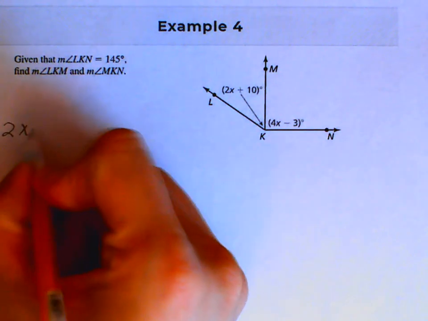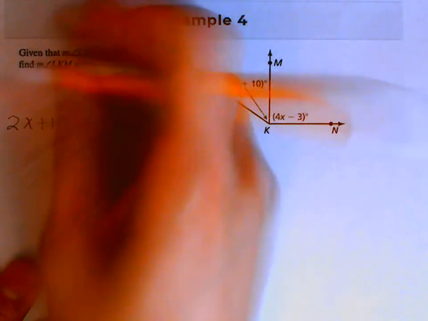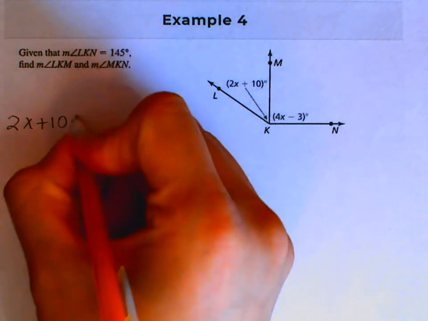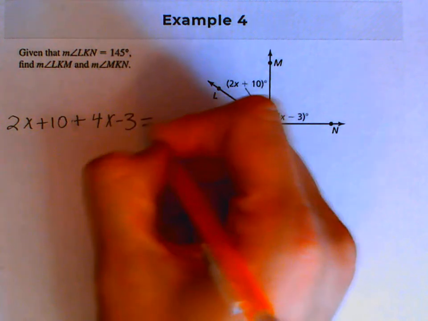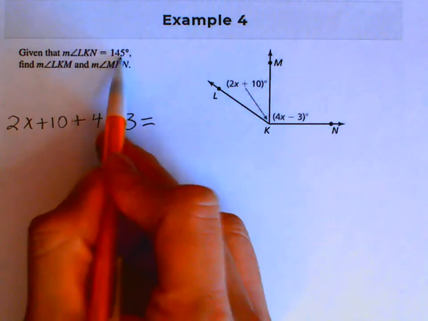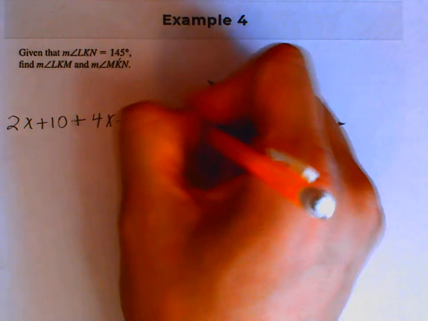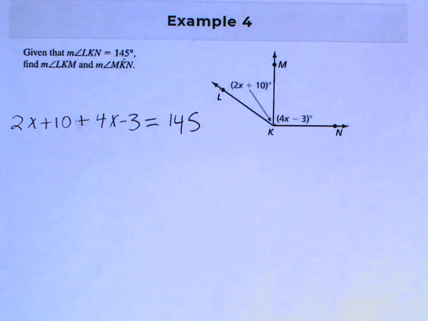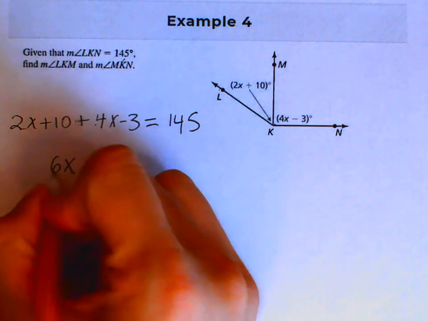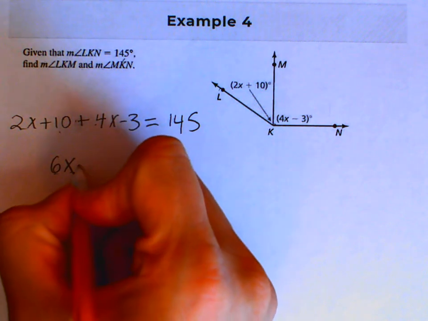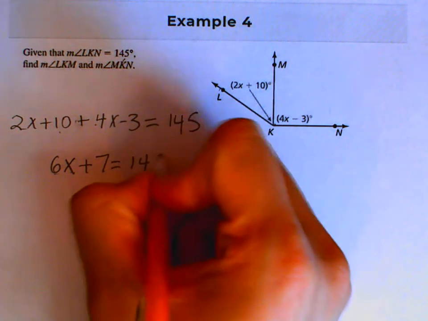So 2x plus 10, plus this angle, 4x minus 3, that's going to equal the whole angle. And according to the given, angle LKN is 145. So that brings us back to algebra. Combine the like terms. That's 2x plus 4x, that's 6x. 10 minus 3, that is 7. And that's equal to 145.